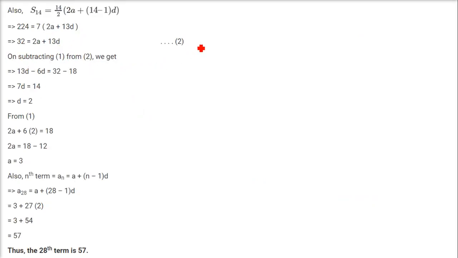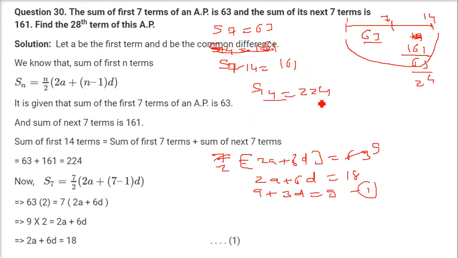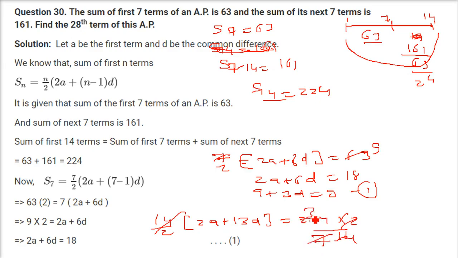Now let us come to the second equation. S14 is 224, so 14 by 2, 2a plus 14 minus 1, that is 13d, equal to 224, right? 2 7s are 14, and 7 3s are 21, 7 2s are 14. So 2a plus 13d equal to 32. I keep it like this. Changing it to a plus 3d gives nothing here, so let it be 2a plus 6d equal to 18.